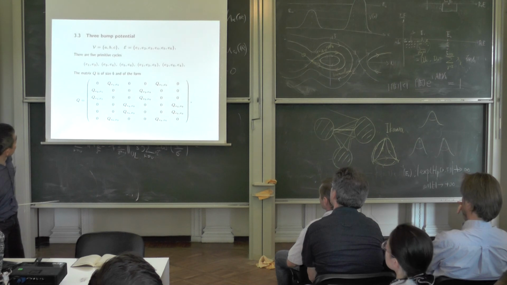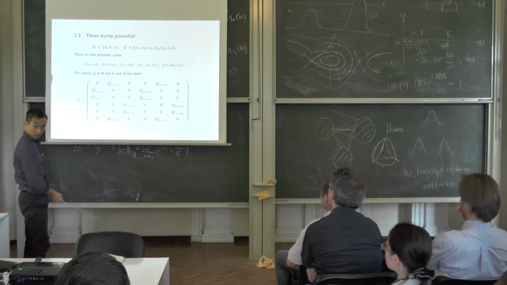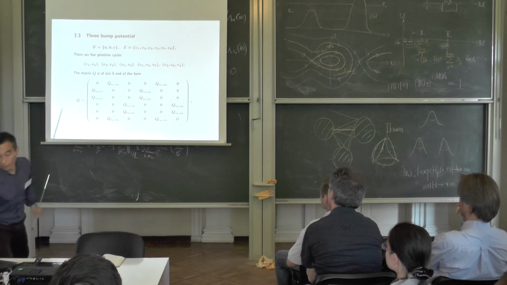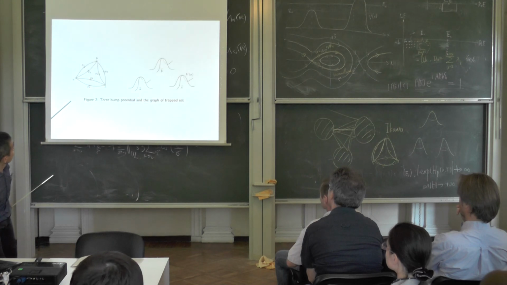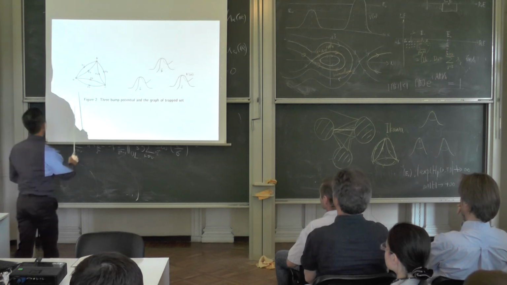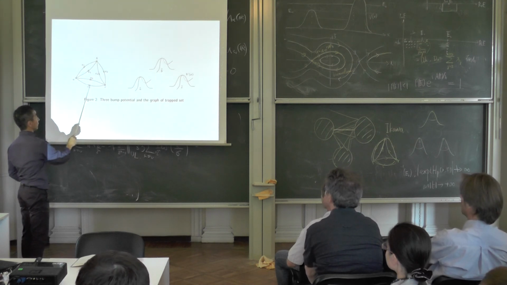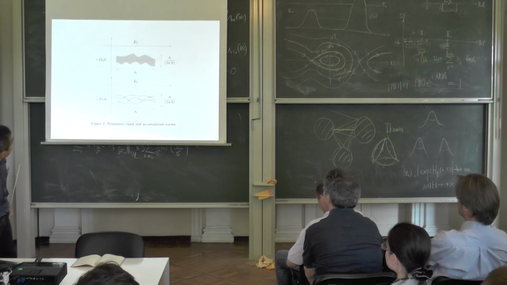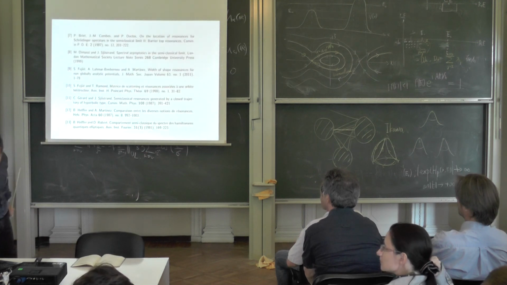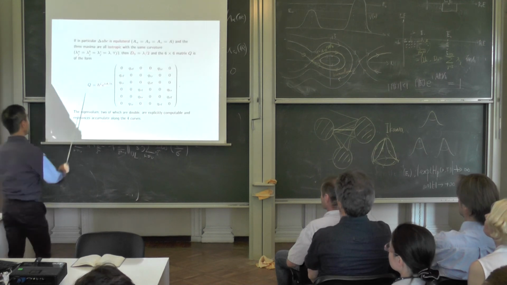So in the case of 3 bumps, the matrix becomes like that. There are 6 edges, E1, E2, E3, E4, E5, E6. And if I give names like that, the matrix Q is like that.